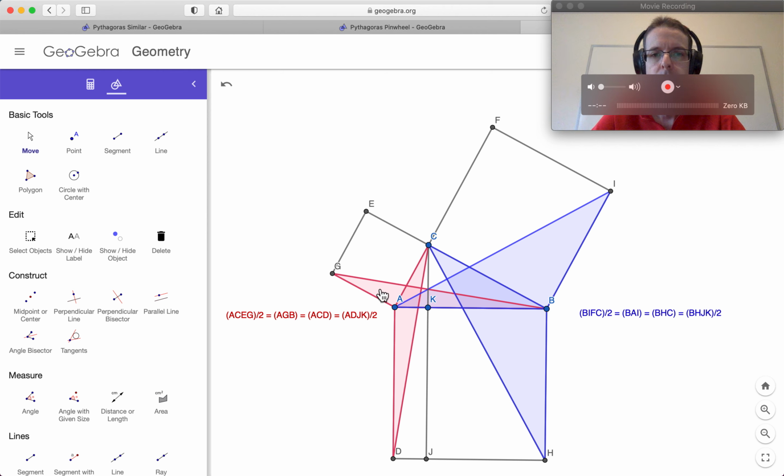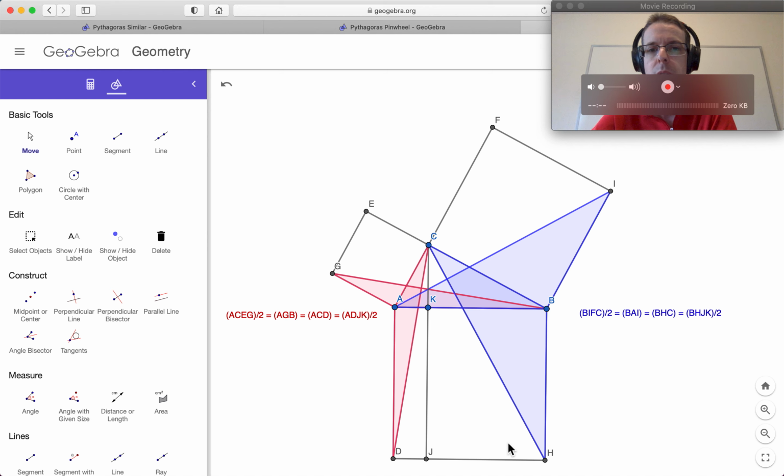And we have 2 interesting triangles here in red, the triangle CAD and the triangle GAB. So these triangles are congruent. Let's think about why. The value CA agrees with the value GA because they're both part of this square here. The value AB agrees with AD because they're both part of this square.